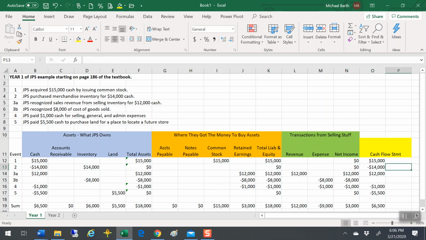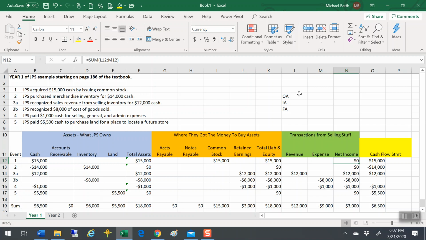All right, so for the cash flow statement, we want to identify which section of the cash flow statement each item goes into: operating activities, investing activities, and financing activities. Operating activities are things that flow through the income statement and changes in the working capital accounts: accounts receivable, inventory, accounts payable, and notes payable. None of which we used in this first year.